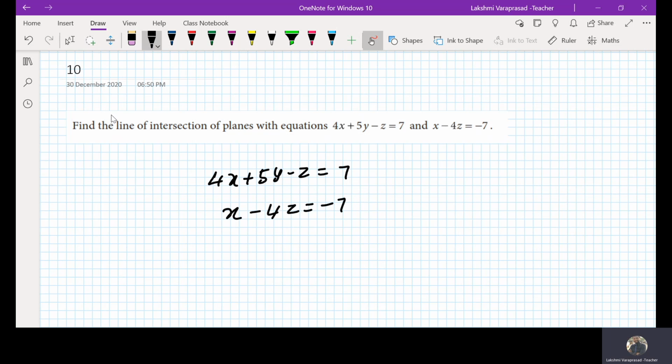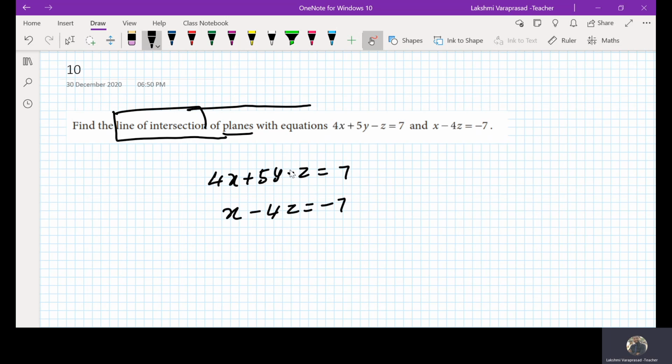Find the line of intersection of the planes. We have two planes, and we need to find a line of intersection. These two planes are intersecting, so that intersection is going to be a line. What is that line equation we have to find? The vector line equation, actually. See how to approach this one.